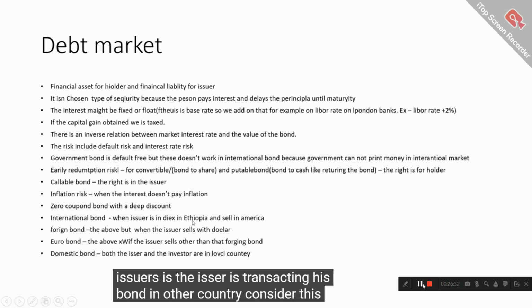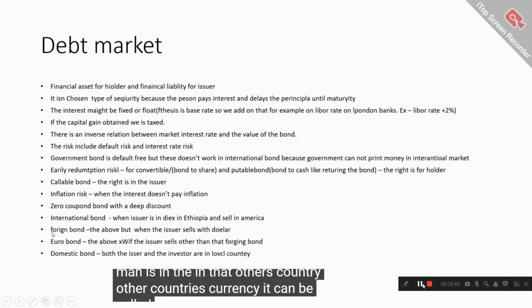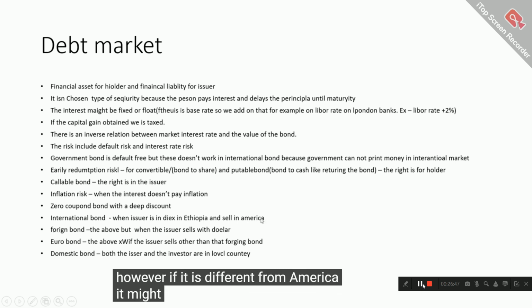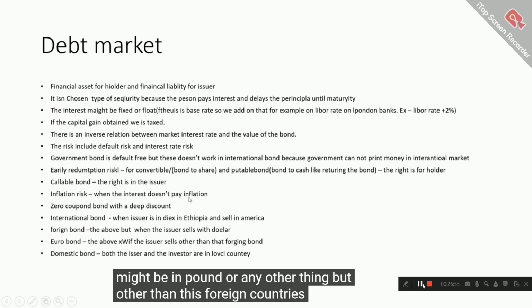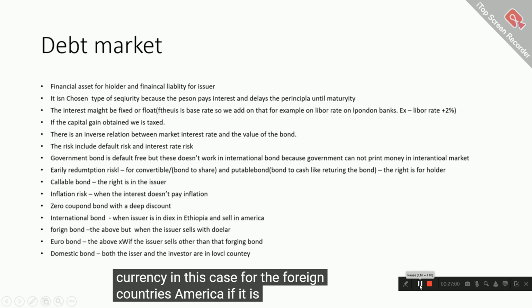However, if it is different from America, it might be in Ethiopian birr, or in pounds or any other currency. If it is other than this foreign country's currency, in this case America, it is known as a eurobond. We know that a domestic bond is not categorized under international bonds. It is when the issuer transacts its bonds in its own country.